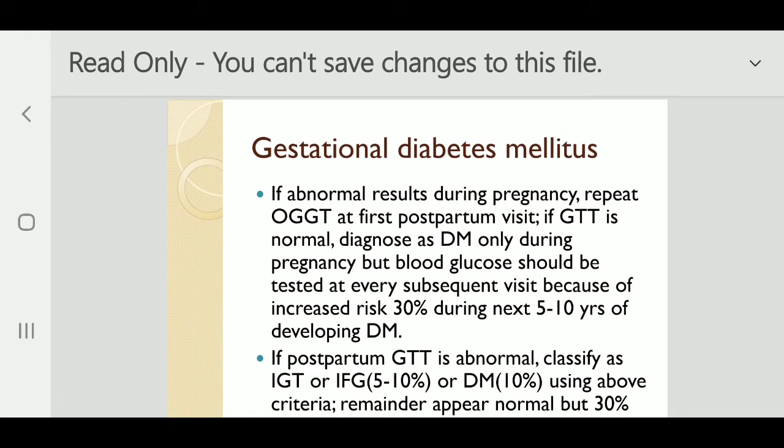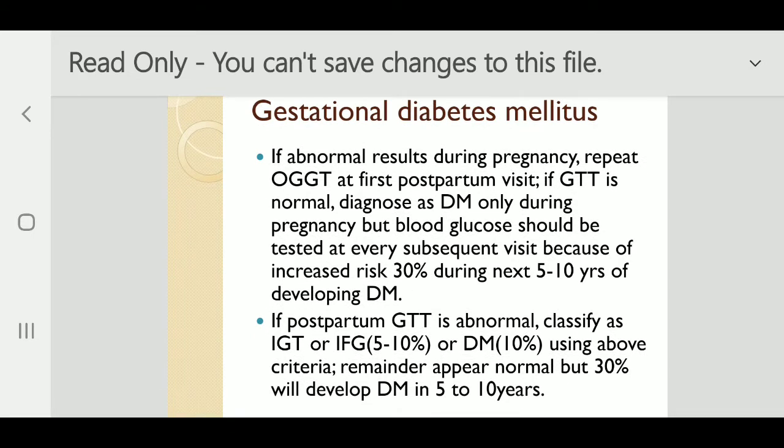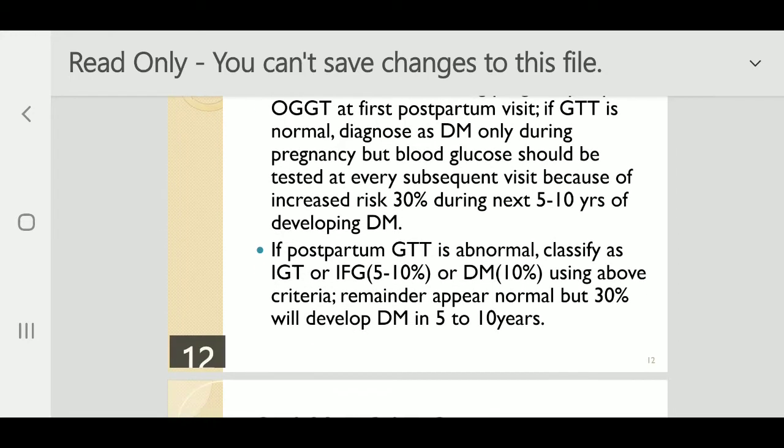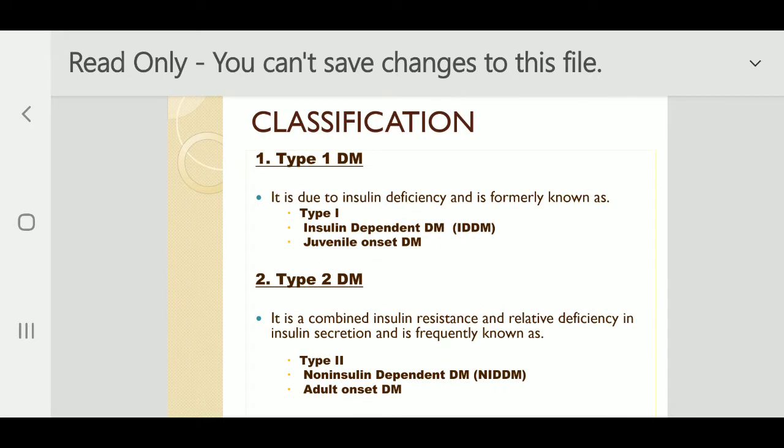If there are abnormal results during pregnancy, repeat this test at the first postpartum visit. If it is normal, then it was only diabetes mellitus during pregnancy. But if it is abnormal, then there is a 30% risk in the next 5 to 10 years of developing diabetes mellitus. Now, diabetes mellitus can be classified as either type 1 or type 2.